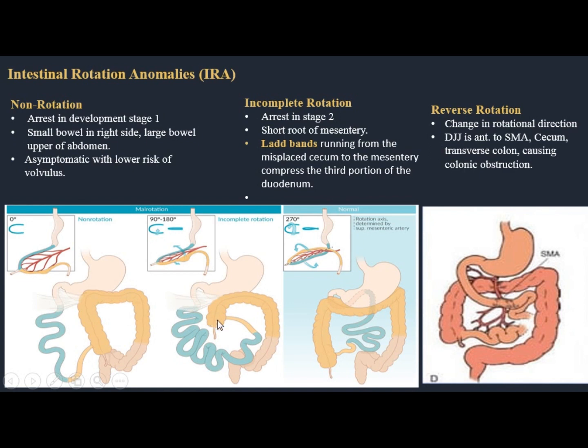And also we have the reverse rotation. Here the change in the direction occurs, so the duodenal junction, which is here, is anterior to the transverse colon and superior mesenteric artery. Normally it should be posterior. Now it's anterior because it is a reverse rotation.